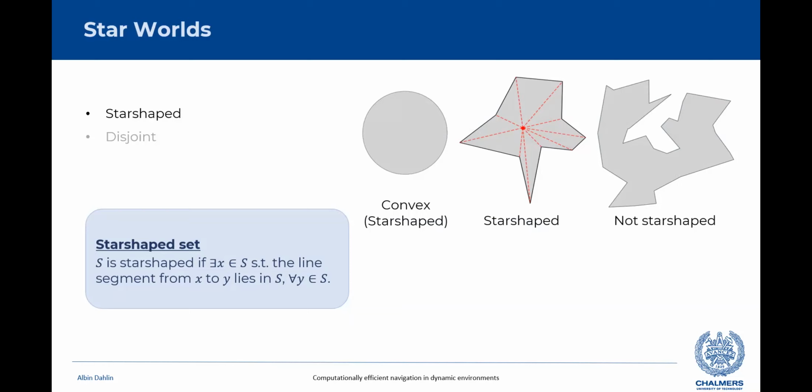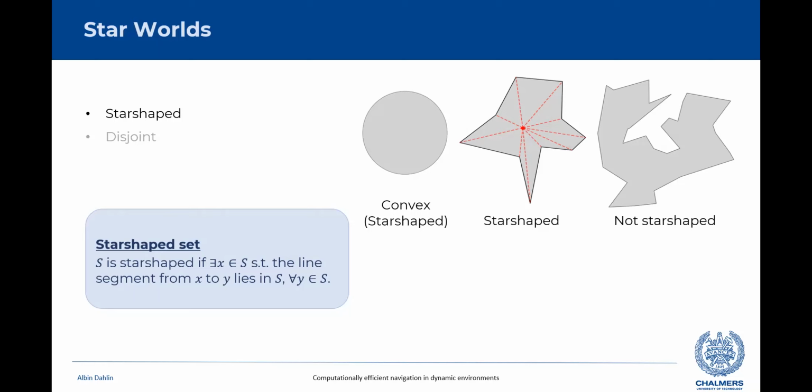So obviously all convex sets are star-shaped, but we also see here in the middle an example of a star-shaped polygon, which is star-shaped with respect to this red point. And to the right, we see an example of a figure which is not star-shaped, since we cannot find a point which fulfills this condition.